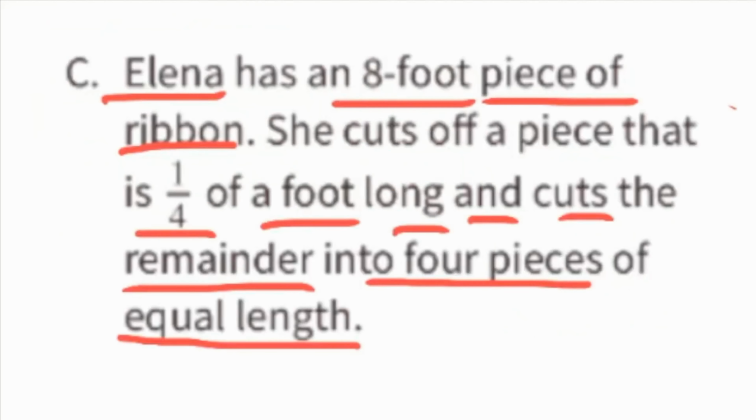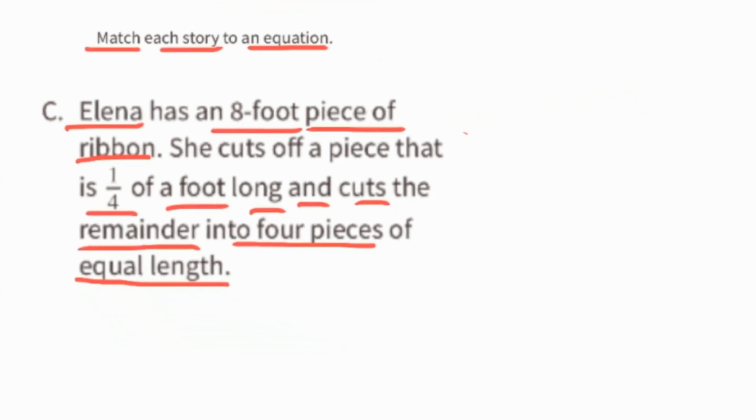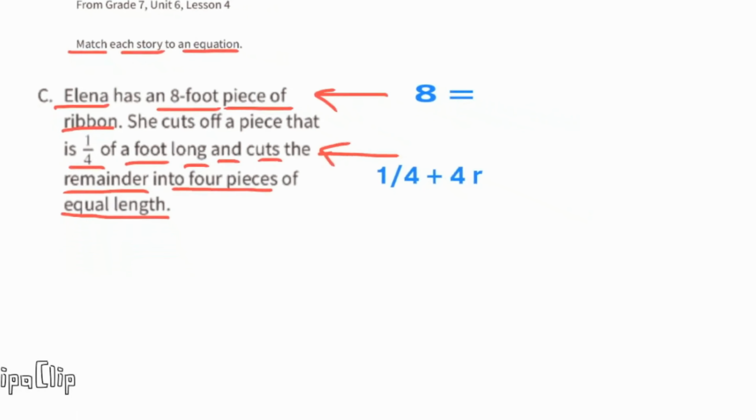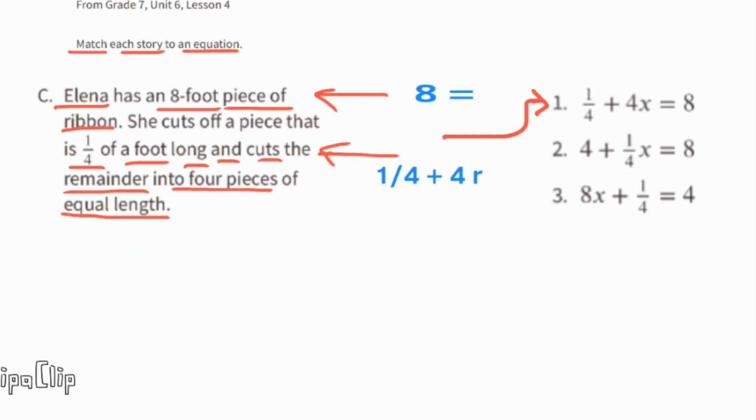Story C. Elena has an 8-foot piece of ribbon. She cuts off a piece that is 1/4 of a foot long and cuts the remainder into 4 pieces of equal length. The total length of the ribbon equals 8 feet, and she cuts off a piece that's 1/4 foot long plus an unknown length for 4 other pieces. Story C matches equation 1. 1/4 plus 4x equals 8.